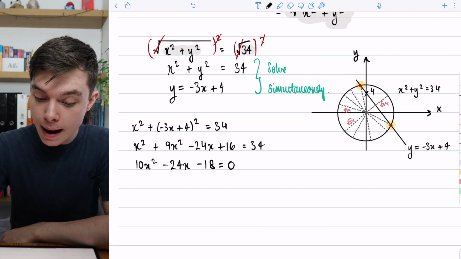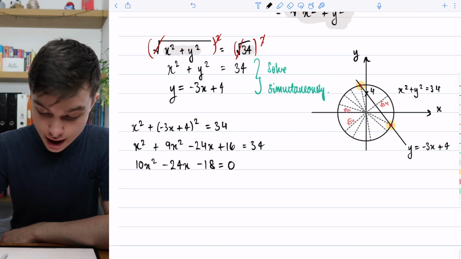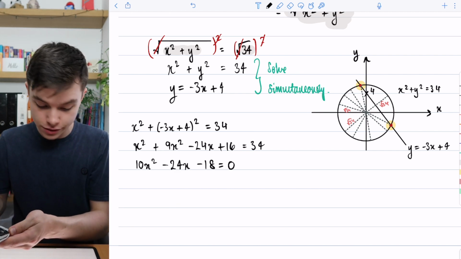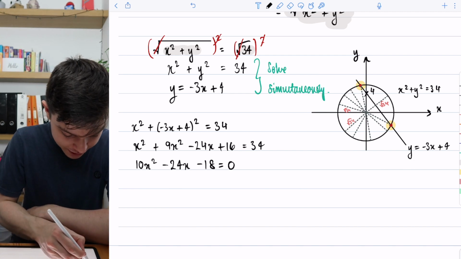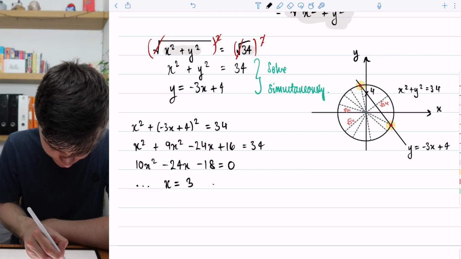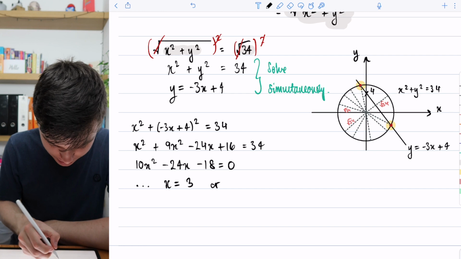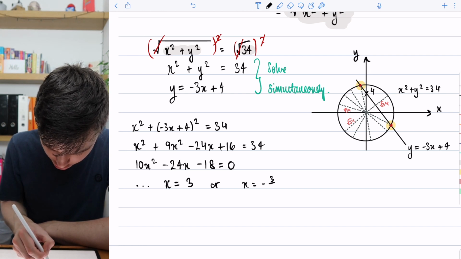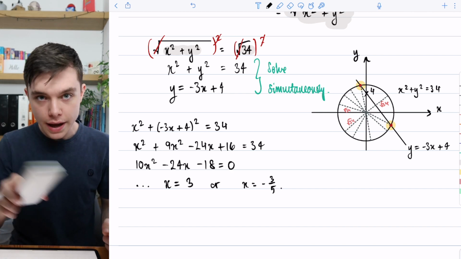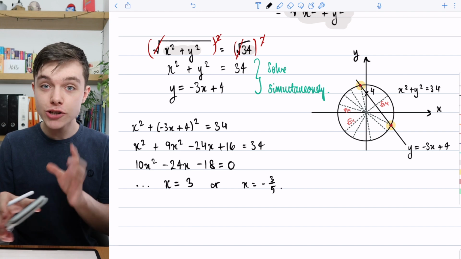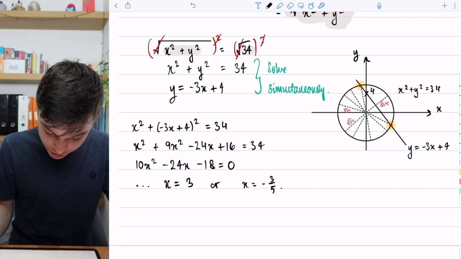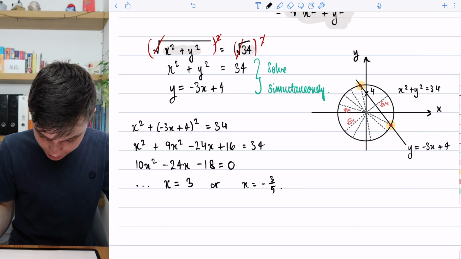Now, I am going to cheat here. I'm going to put that into my calculator, and it's going to give me the answer. You could try and factorise to see if it does factorise, but I can see if I do a little bit of working there, I get x to be equal to 3, or I get x to be equal to minus 3 over 5. And I think that does actually factorise, but your calculator will help you. So those are my 2 values of x: x being equal to 3 or x being equal to minus 3 over 5.